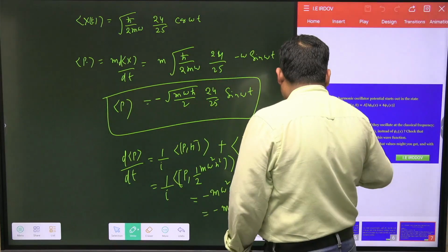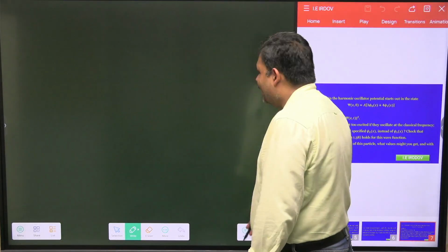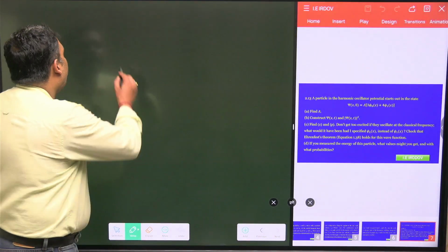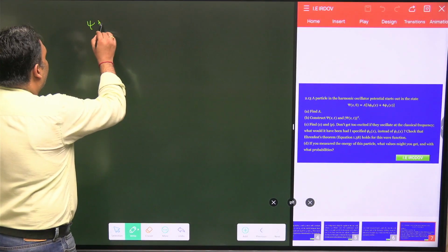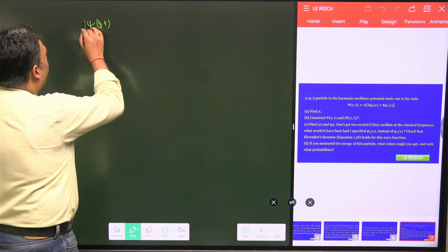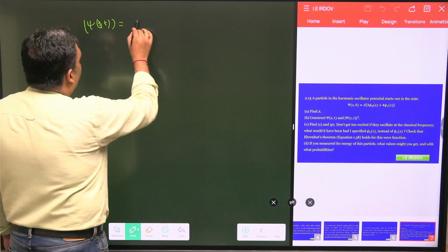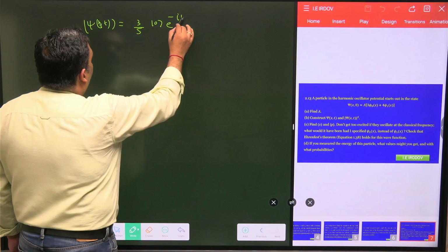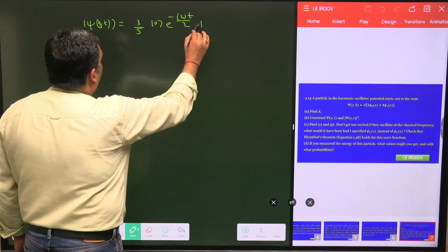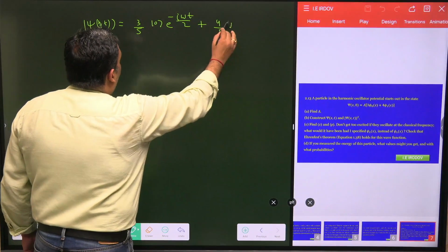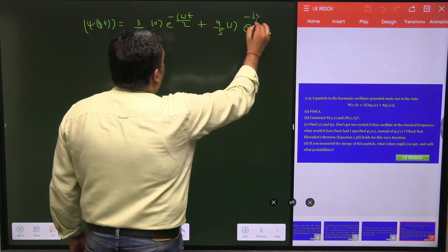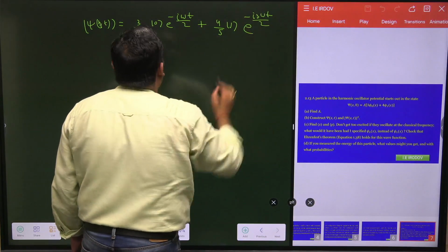So let us try to go for the last problem. The last problem is very simple. We have basically ψ(x,t). And what is your ψ(x,t)? Our ψ(x,t) is actually 3/5 |0⟩ e^(-iωt/2) plus 4/5 |1⟩ e^(-i3ωt/2).